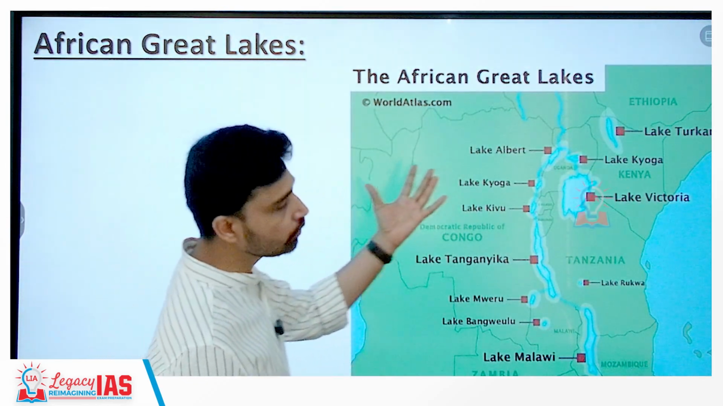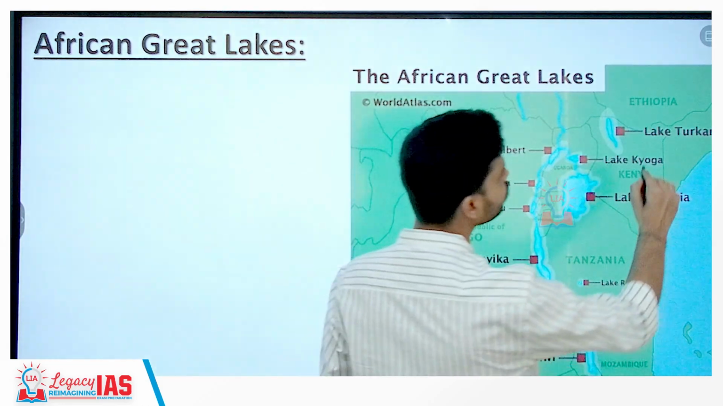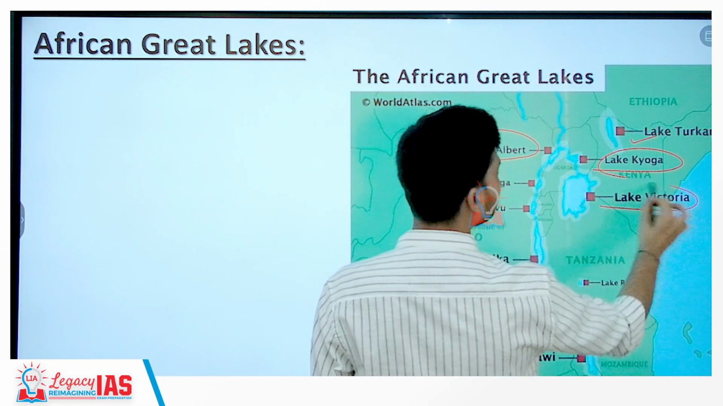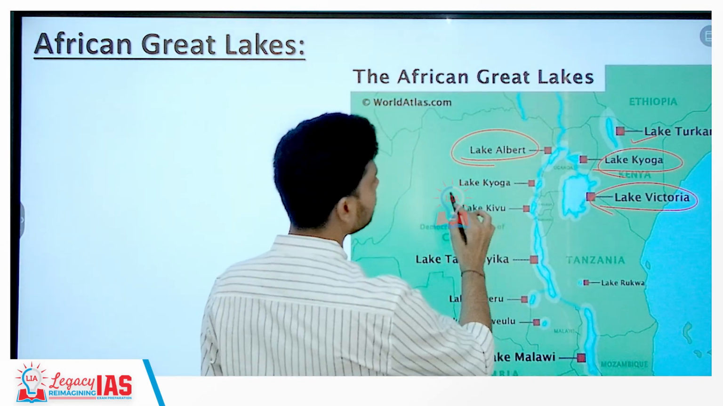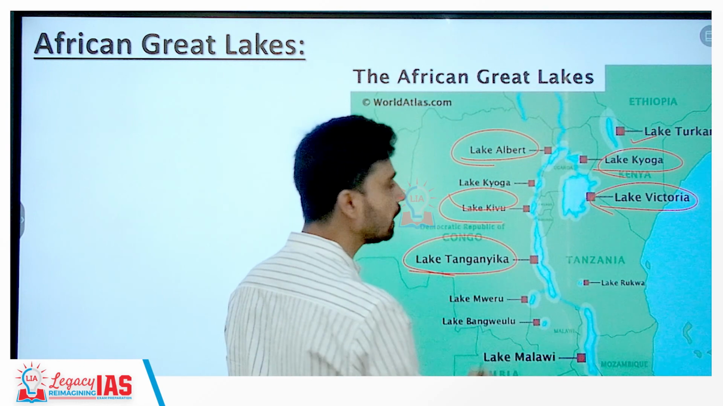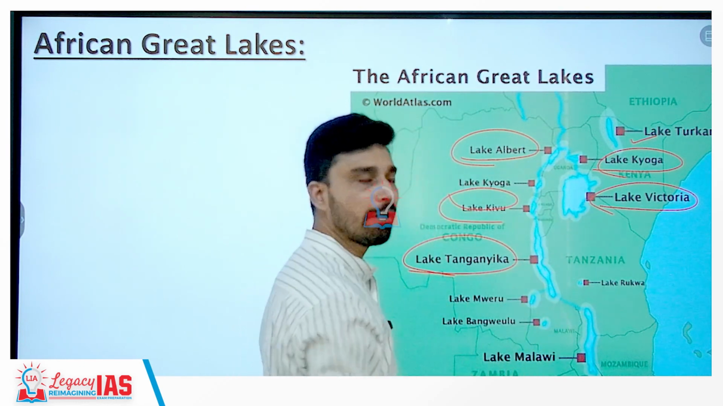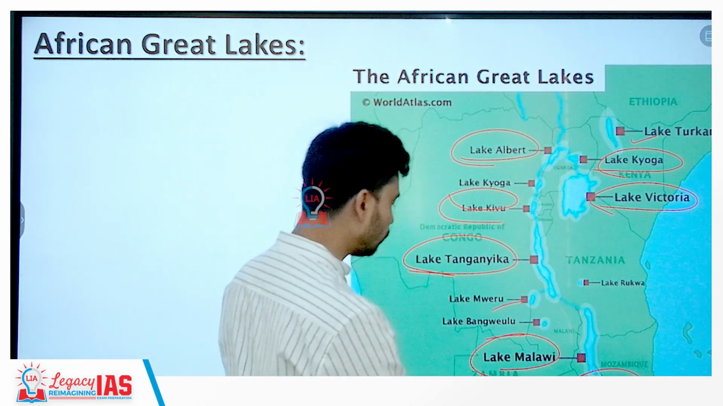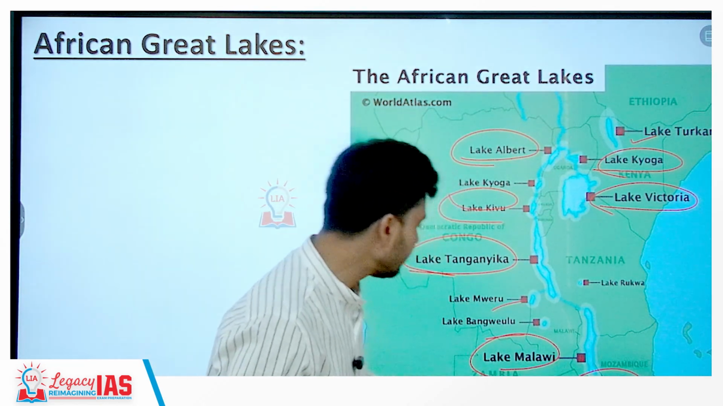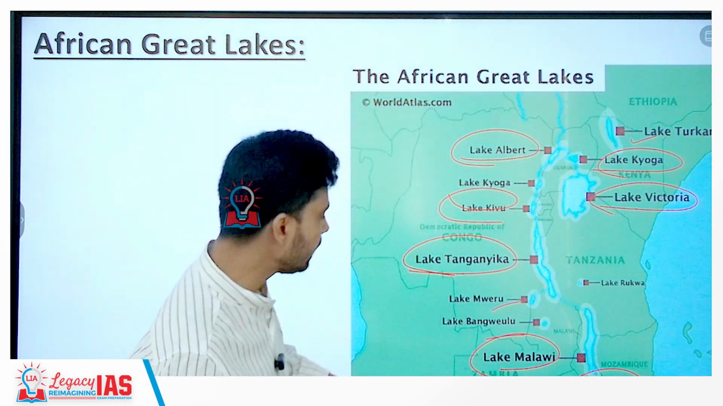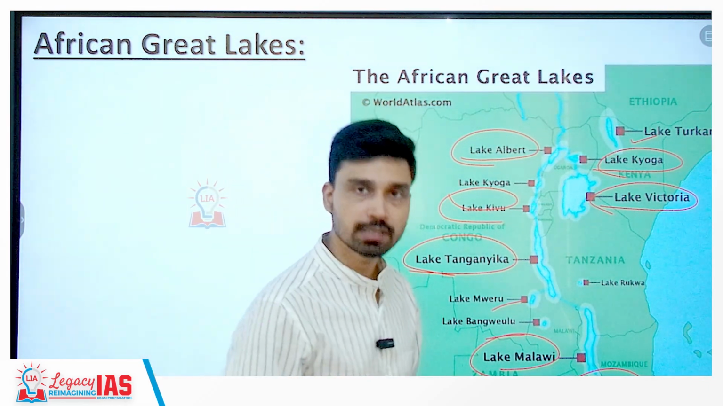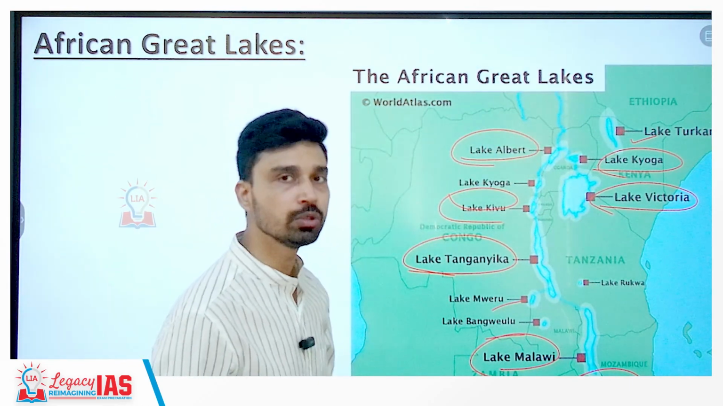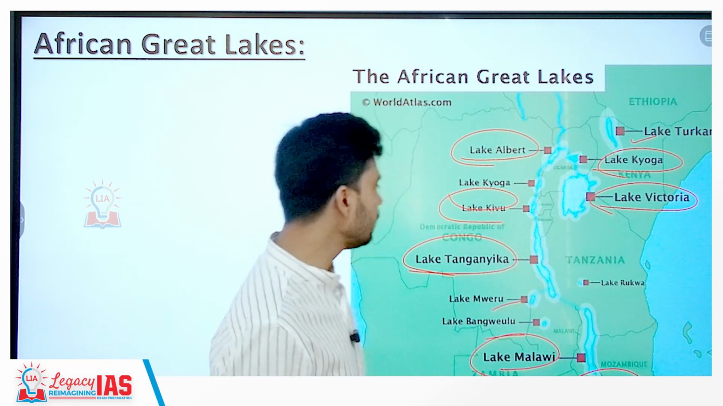Now, what are the major lakes here? You can clearly see on the map here, starting from north to south, we have Lake Turkana, Lake Albert, Lake Kyoga, Lake Victoria, the largest lake in Africa. Then we have Lake Kivu, Lake Tanganyika, which is the longest lake in Africa. Then Meveru, Bangavelu, Lake Malawi, Lake Chilwa, Lake Rukwa, and Lake Kariba. Kariba is actually an artificial lake that has formed due to the construction of a reservoir. So, these are the major lakes spanning all the way from north to south along the Great African Rift Valley.